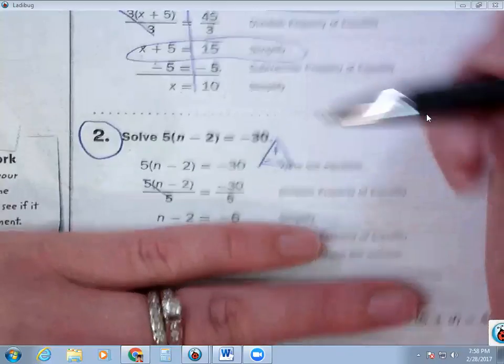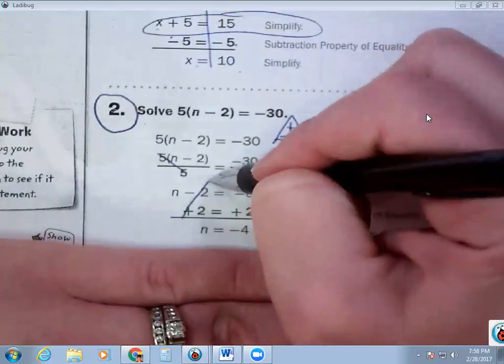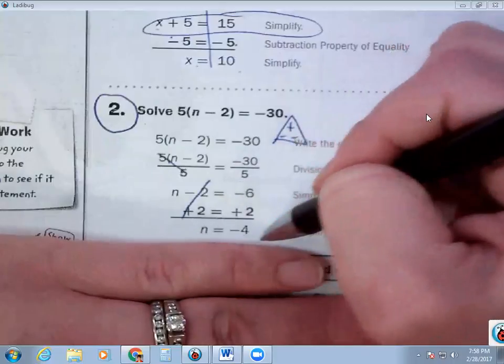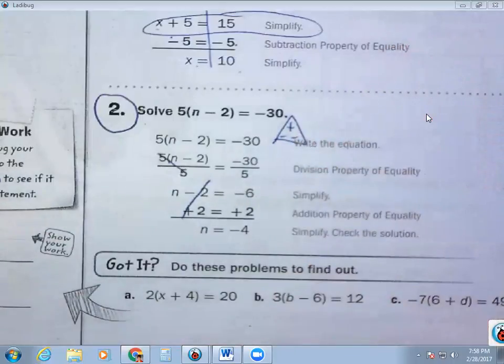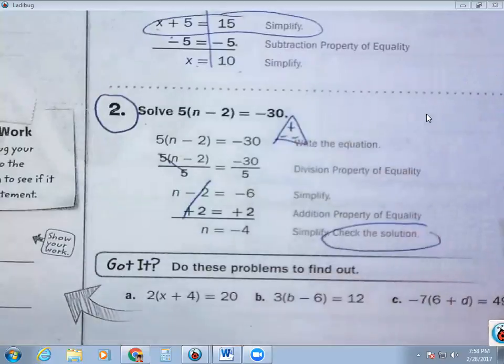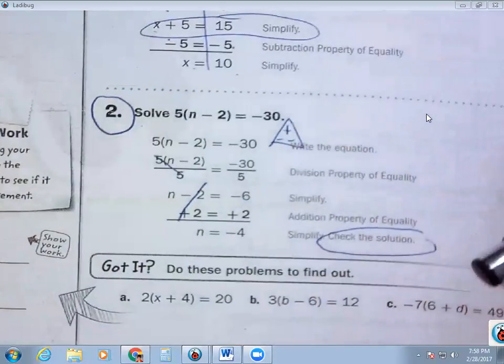Get rid of that 2 by adding on both sides. Boom, we're left with n equals negative 4. And then, of course, we're going to do a check. It says check the solution. It doesn't show you the check, but when we do our example up here, we are going to check it.